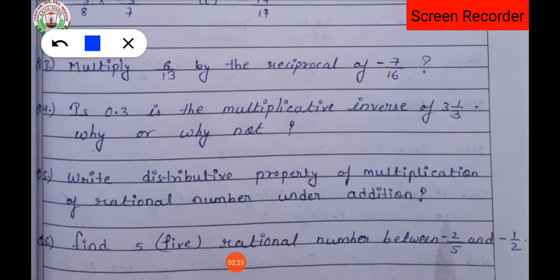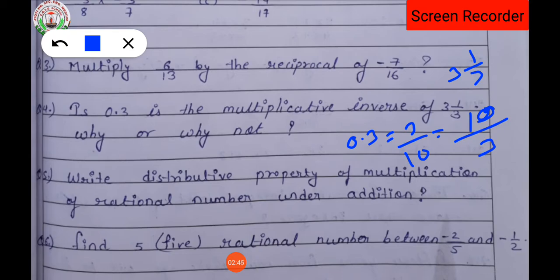Next question, here in this fourth question, it is said that 0.3 is the multiplicative inverse of 3 1 by 3. So 3 1 by 3 is in the mixed fraction form. Change it into improper fraction form. It will become 3 into 3 is 9, 9 plus 1 is 10. So it will become 10 upon 3. Okay, so 0.3 can be written as 3 upon 10.